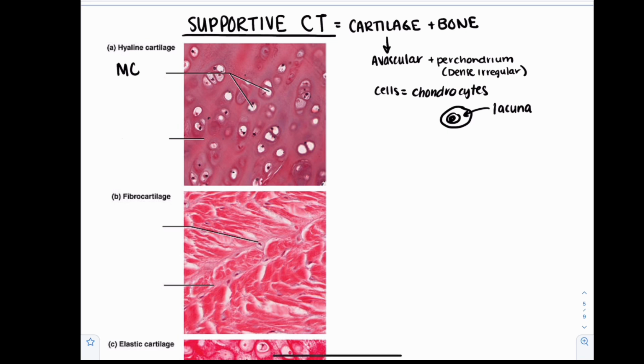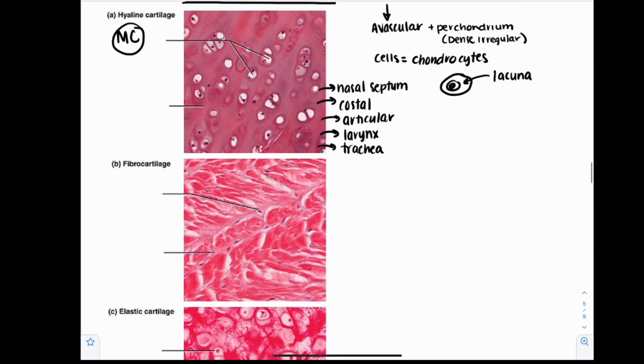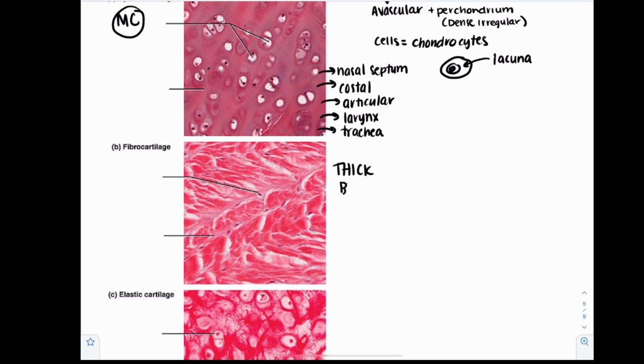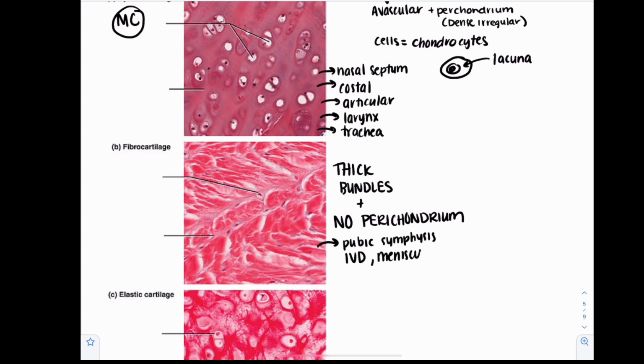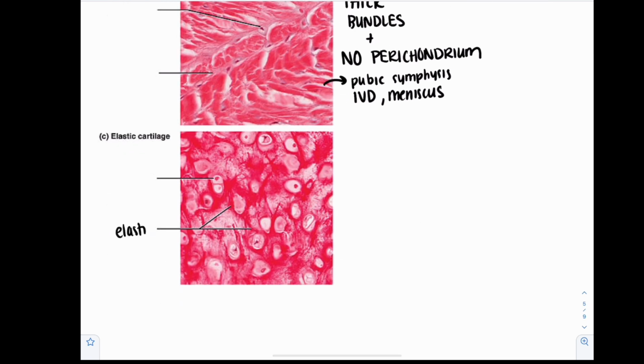Let's look at these. Hyaline is the most common type and can be identified by chondrocytes that are located in lacunae, and there are no visible fibers in the matrix. Hyaline cartilage is found in the nasal septum, costal cartilage, articular cartilage, larynx, and the C rings of the trachea. Now, fibrocartilage is similar to hyaline, except it has thick bundles of collagen and lacks the perichondrium. It can be found in the pubic symphysis, intervertebral discs, and the knee menisci. Elastic cartilage has elastic fibers in its matrix, which makes it a very flexible cartilage. This type can be found in the epiglottis, lining of the auditory tube, and the external ear.